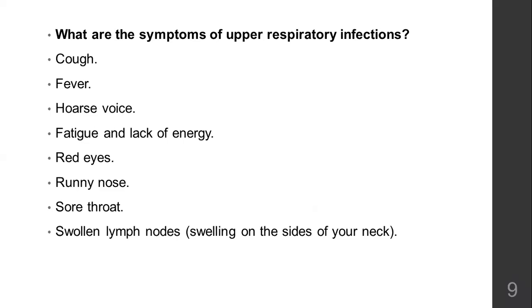Fatigue, lack of energy, red eyes, runny nose, sore throat, swollen lymph nodes, swelling on either side of your neck, that is swollen lymph nodes. You can feel it. If somebody has suffered from mumps, that is a severe kind of swelling. But even if you have mild to moderate infection, especially upper respiratory tract infection, the upper lymph nodes are swollen. If it is lower respiratory tract infection, the lymph nodes near your armpits become swollen.